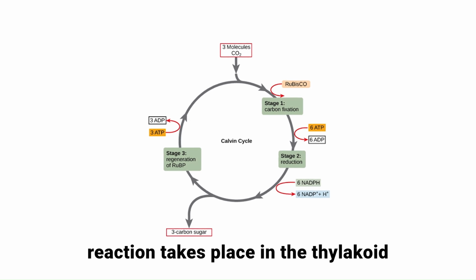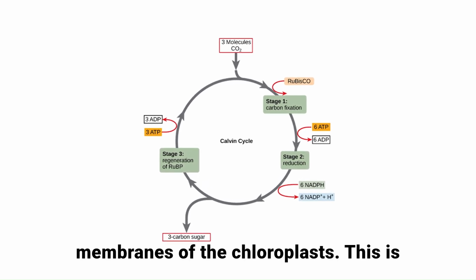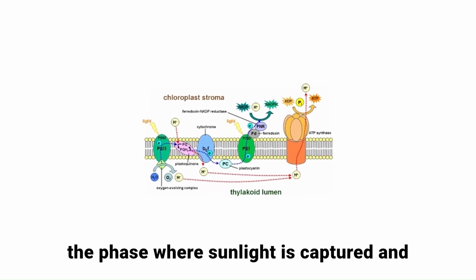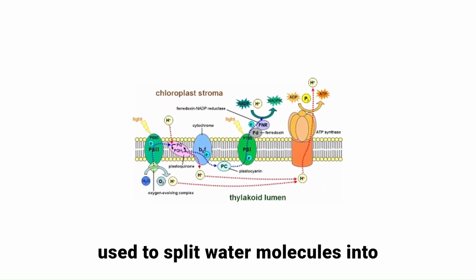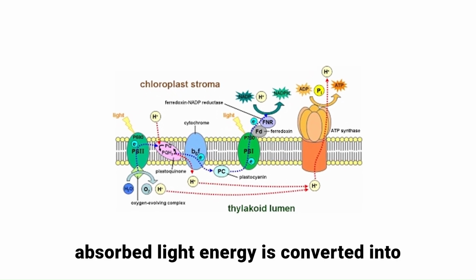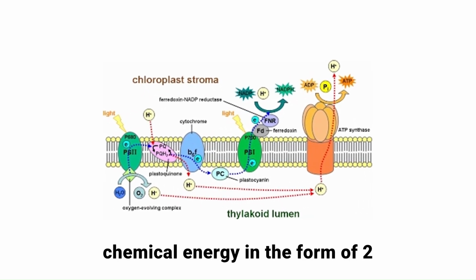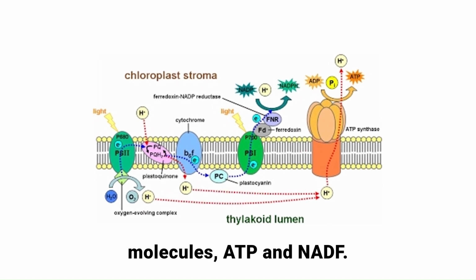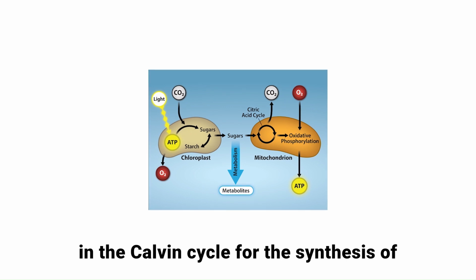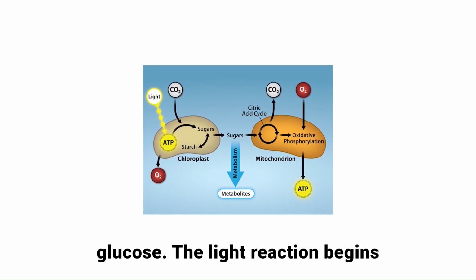The light reaction takes place in the thylakoid membranes of the chloroplasts. This is the phase where sunlight is captured and used to split water molecules into hydrogen and oxygen. The absorbed light energy is converted into chemical energy in the form of two molecules, ATP and NADPH. These energy-rich molecules are then used in the Calvin cycle for the synthesis of glucose.